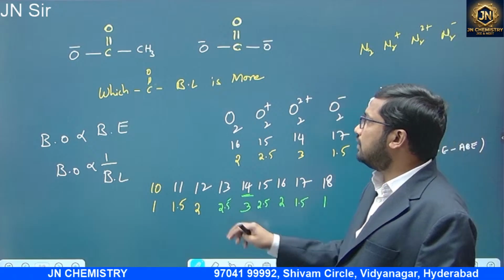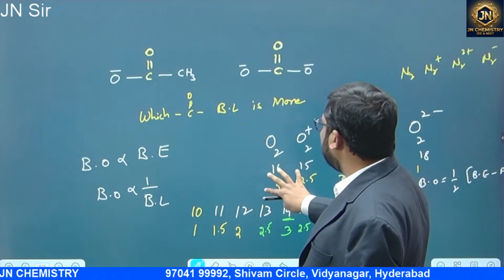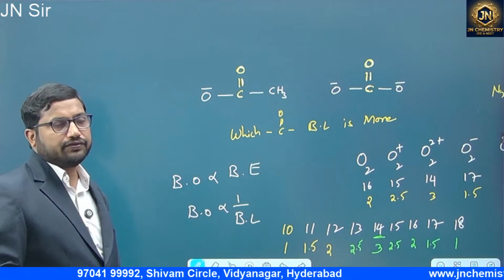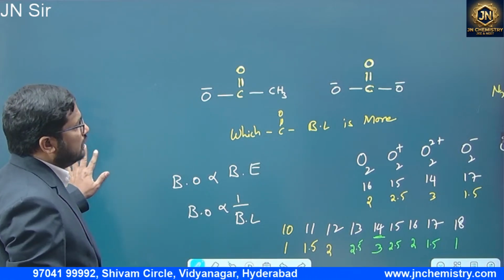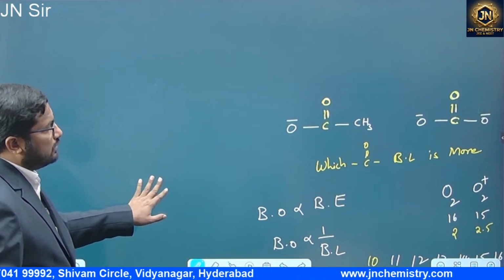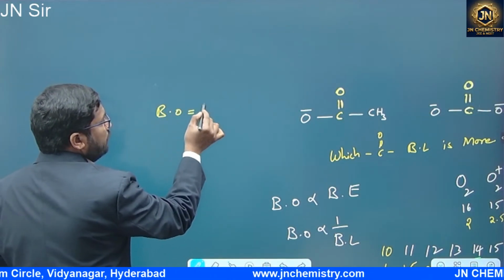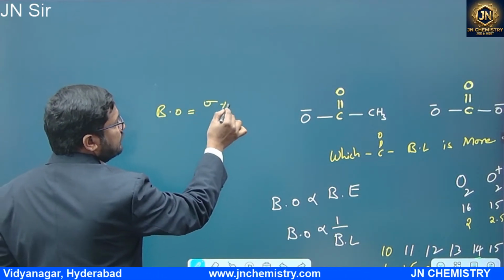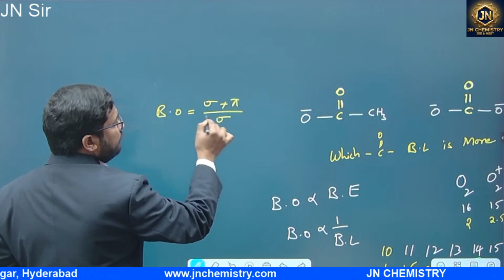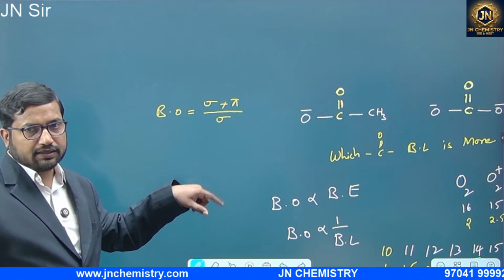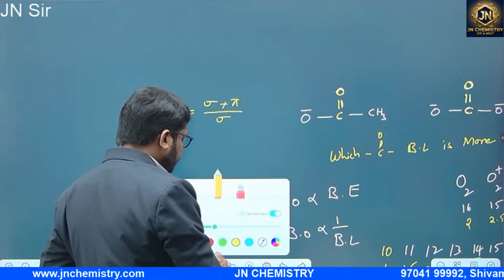But the problem is, how can we calculate for the organic cases? Organic molecules which have the resonating structures, how should we find the bond order? Bond order is equal to number of sigma plus pi by number of sigma which are participating in the resonance. In this case, which bonds are participating in the resonance?